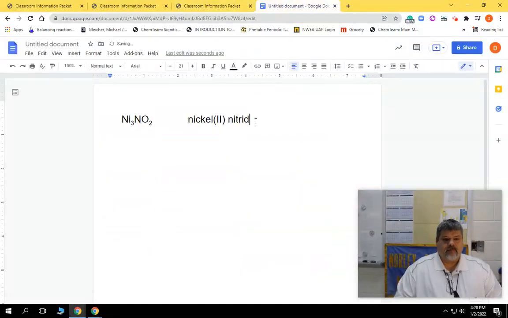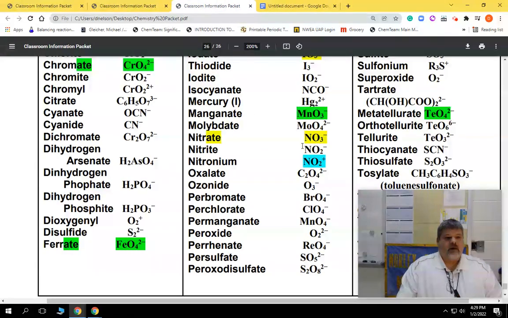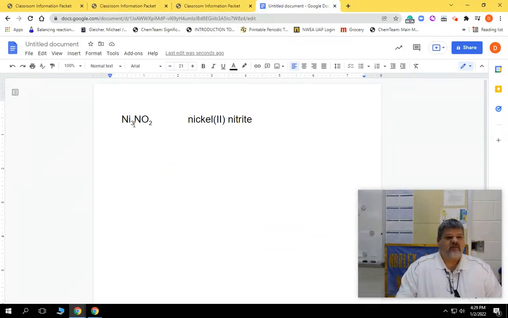And this is going to be nitrite. But we've got to figure out our charge. Let's go back to our charges. Our charge for nitrite is a -1. Okay, so we'll go back to this. And I'm just, for example, going to take this out of here. And so this was a -1.